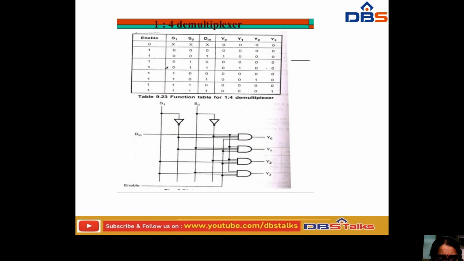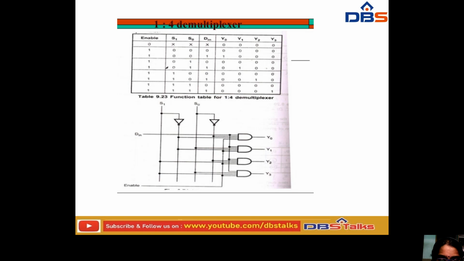And if it is 1 1, 1 1 means the value will be 3. If it is 1 1 and the demultiplexer input is 0, all the values will be set to 0. And if it is 1 1 and the demultiplexer input is 1, at the third position the value will become 1. If you have observed this logic diagram, S1 and S0 are the inputs that we give here. This is the original input and this is the NOT gate input. If it is 0 and you apply NOT to it, the value will become 1. And if it is 1 and you apply the NOT gate, the value will become 0. So this is the demultiplexer for all the values.